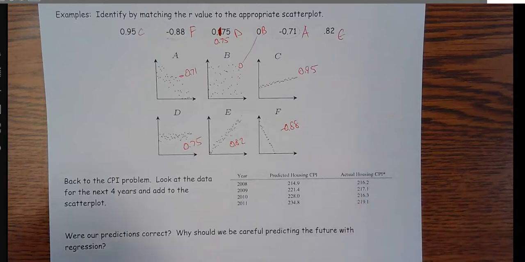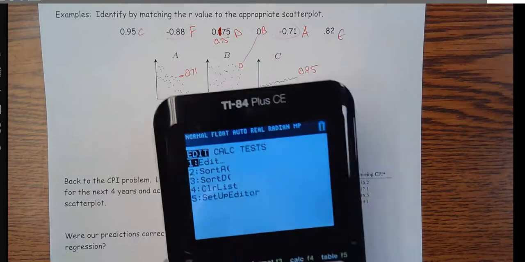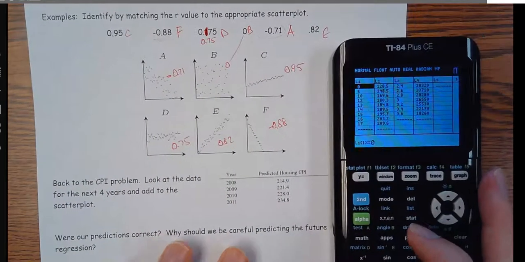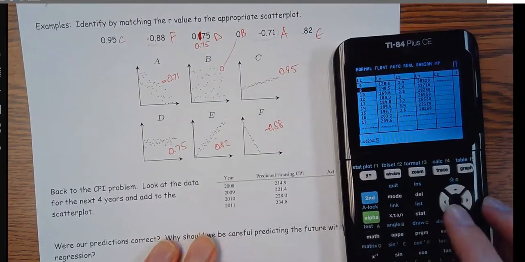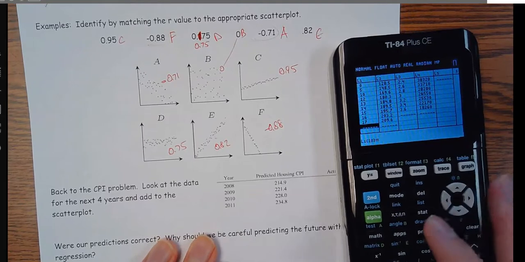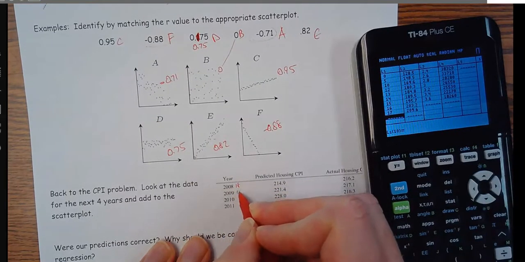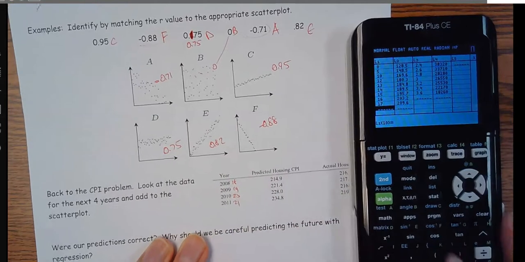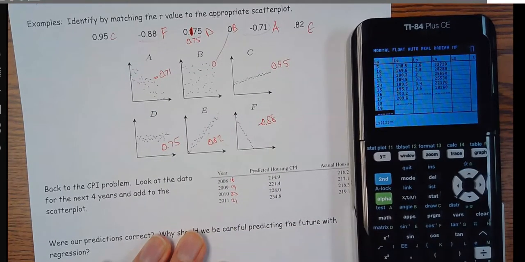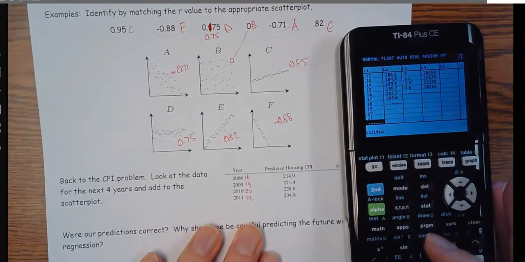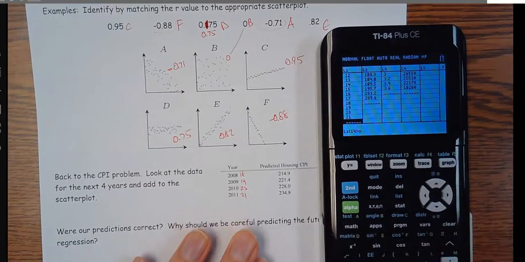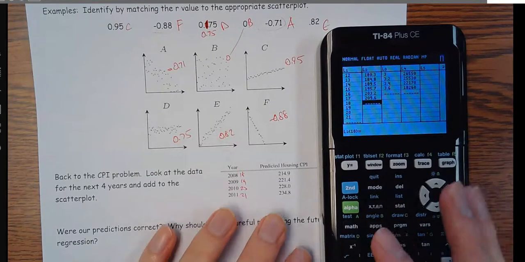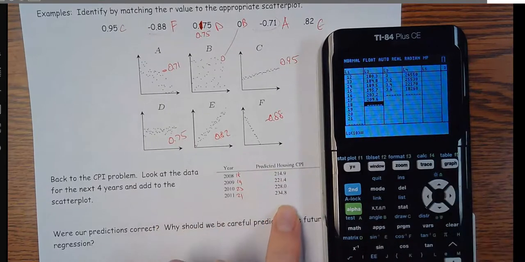Okay, so back to the CPI problem from the front. We got our data. I'm going to open up my list, and they want us to add a few more points here. So again, years since 1990. That means this would be an 18, 19, 20, 21. I've got some, let me cover this up. We'll ignore the actual and do the predicted. So the predicted on this would have been these guys.